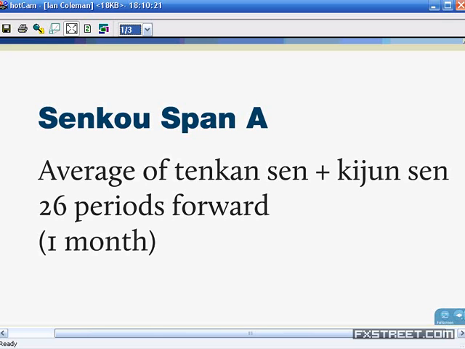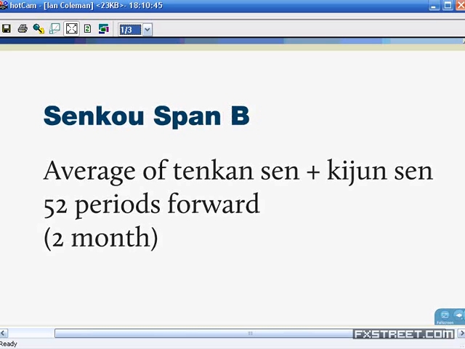Okay, so the average of the Tenkan Sen, the Kijun Sen, we're going to talk about the Zen lines in a minute. Okay, projected 26 periods forward, and we'll also talk about this very relevant word here. Okay, the average, and that's what makes the Sen line slightly different than our basic moving averages, and we'll also explain that in a while as well. Okay, Senkou span B is the average again of the Tenkan Sen and the Kijun Sen, 52 periods forward. Okay, so 2 months projected into the future.